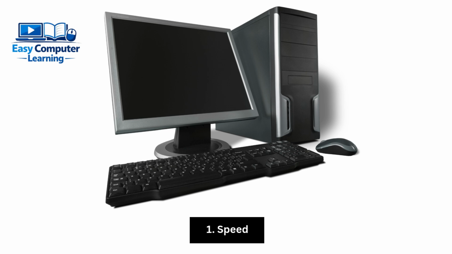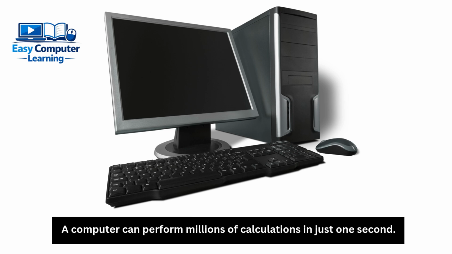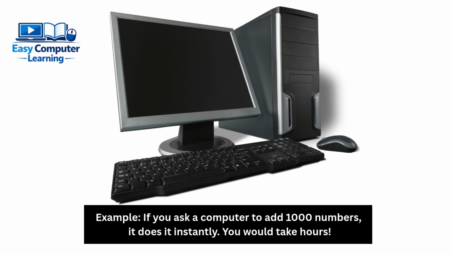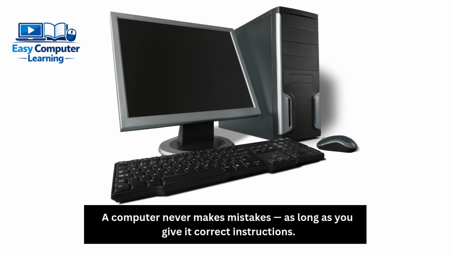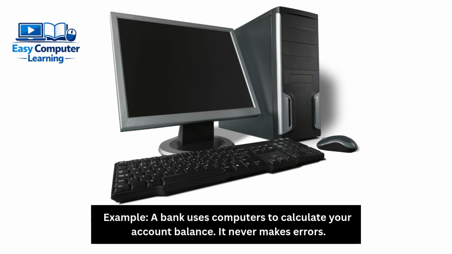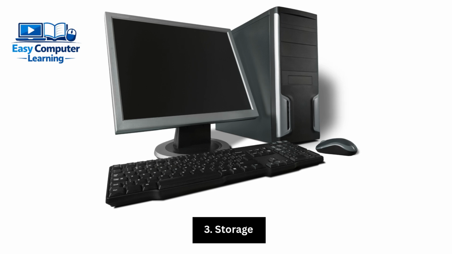Characteristics. 1. Speed. A computer can perform millions of calculations in just 1 second. If you ask a computer to add 1,000 numbers, it does it instantly. You would take hours. 2. Accuracy. A computer never makes mistakes, as long as you give it correct instructions. Example, a bank uses computers to calculate your account balance. It never makes errors.